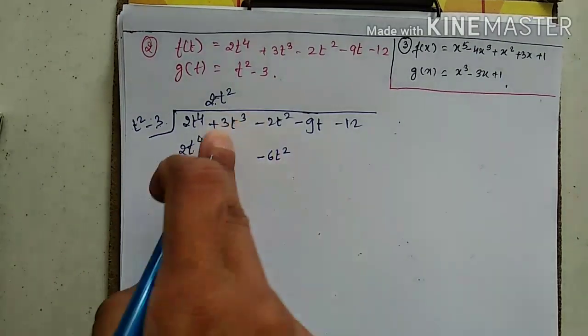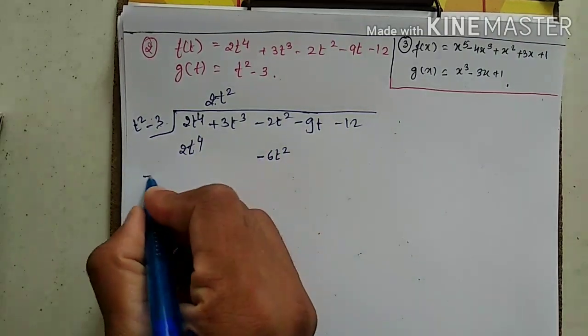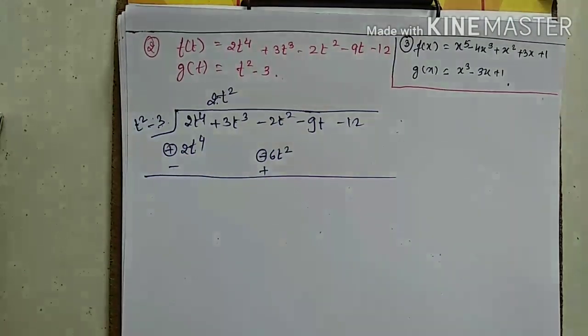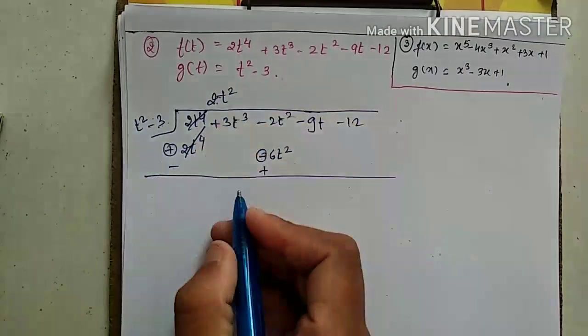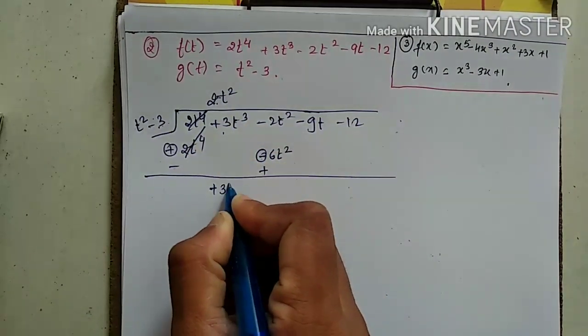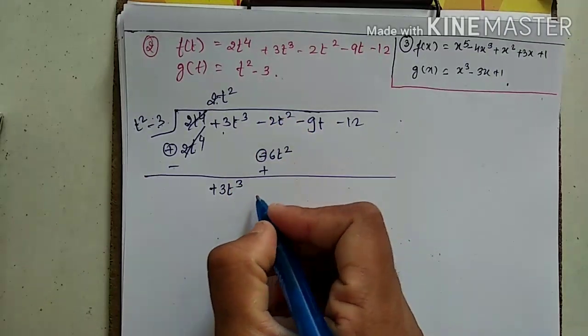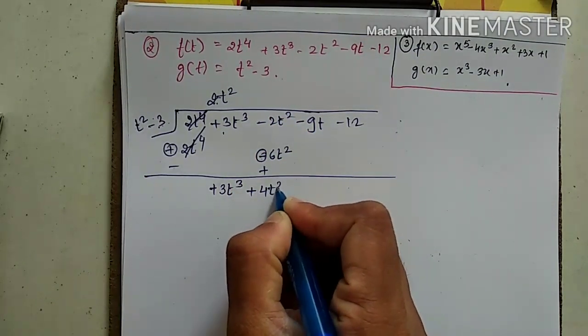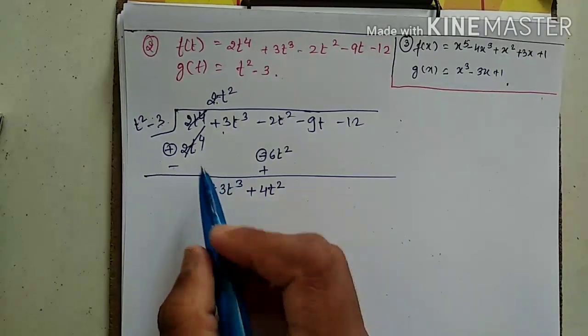Is it clear? Because here it is not there, so write down as nothing. Correct? Positive becomes negative, negative becomes positive. Do it. Positive and negative cancel. This one, write down 3t cube. Here, plus what will come? 4t square.